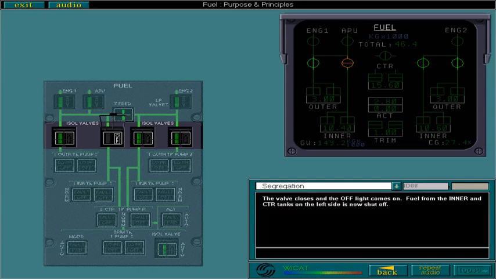That completes the introduction to the fuel system. In the next lessons we'll look at this in more detail, especially the automatic fuel feed sequence. But first, some questions.